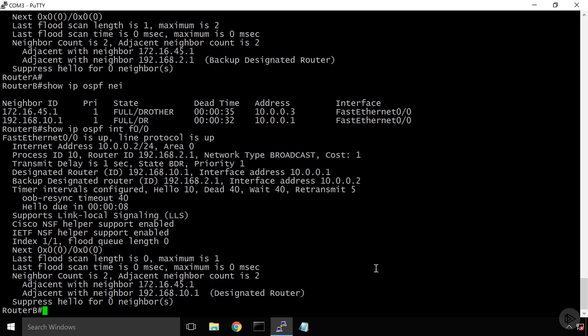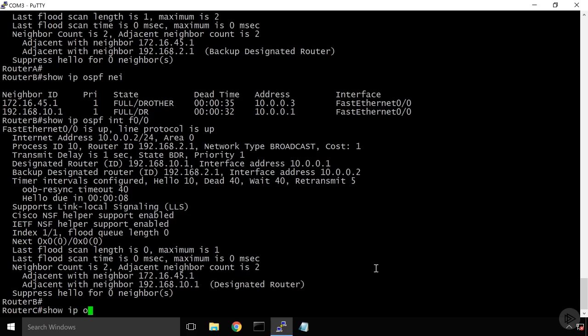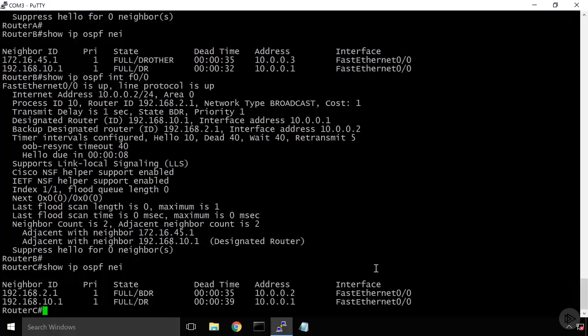If I go over to router C, on router C, if I issue the show IP OSPF neighbor, what we should see here is router C is neighbored up with the BDR and the DR.